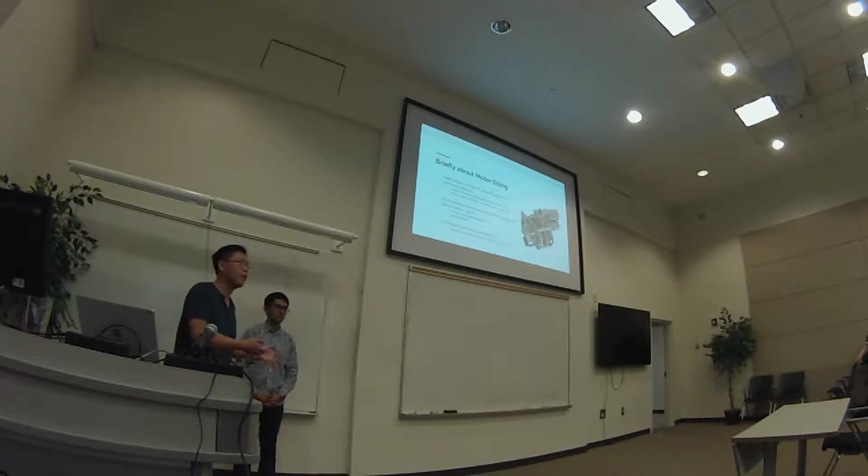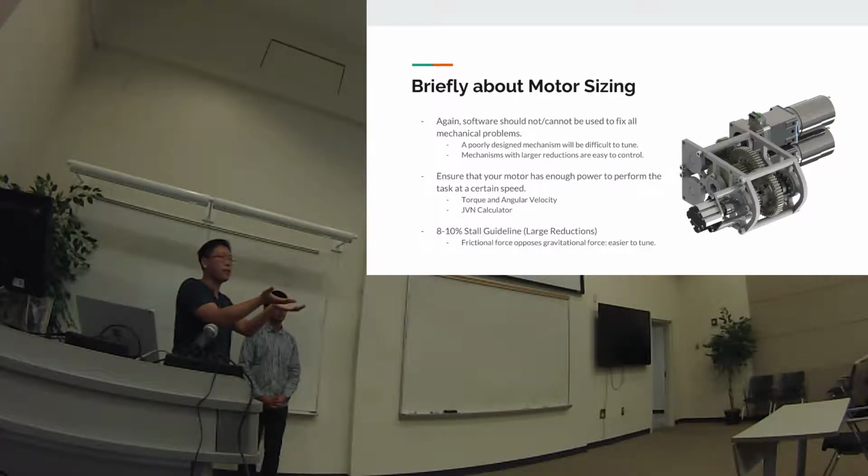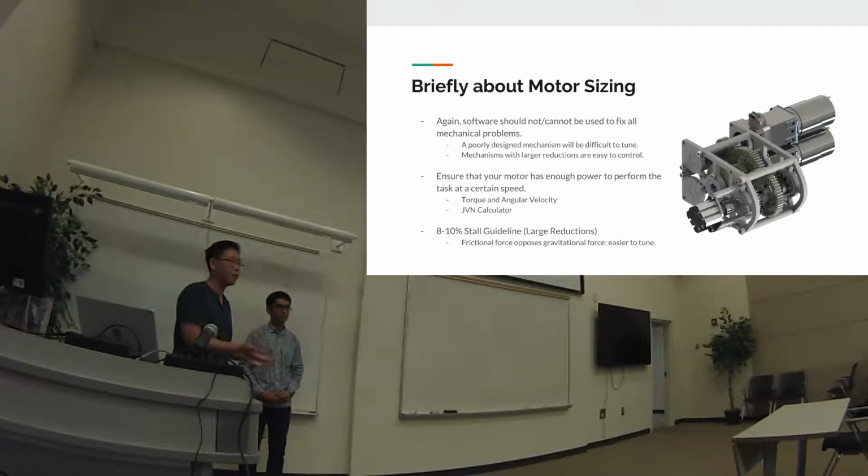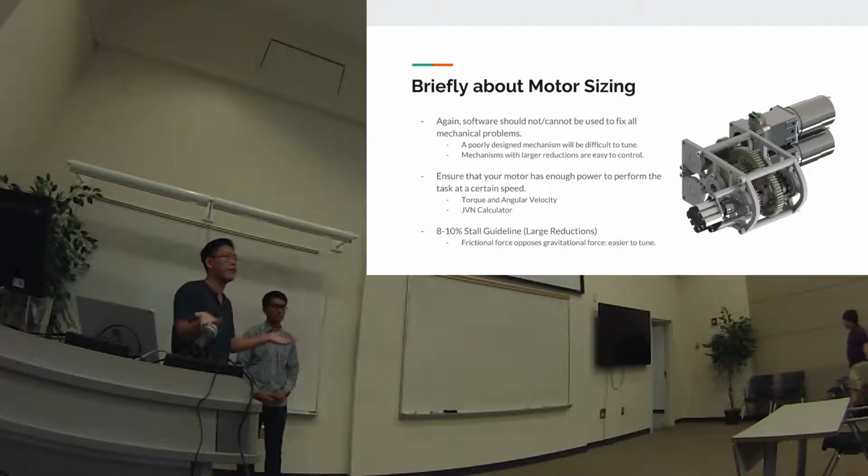And for our elevator last year, if we manually move our elevator to a certain position with our hands while the robot's off, the reduction is such that the friction basically overcomes the gravity. We lift up our elevator and it stays there by itself.